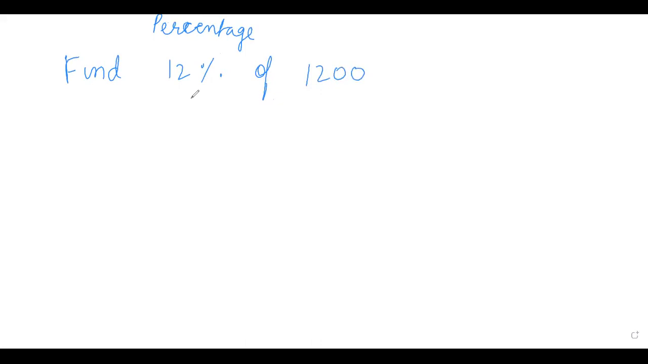If I have to find 12% of 1200, how to find it? So what does it mean? Percent means 100, and of means multiply, so 12 divided by 100 into 1200. If I cut it, 12 into 12, so I am getting 12% of 1200 is 144. So this is the first question.